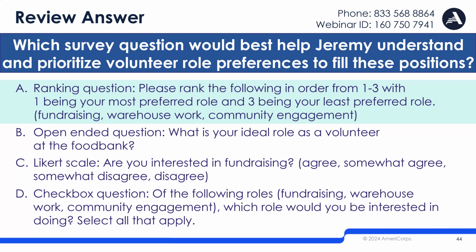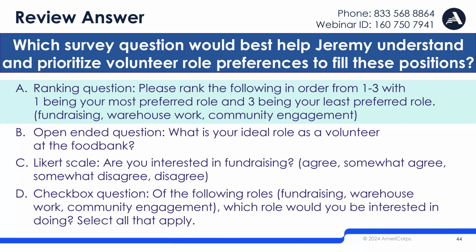I think D is a good second choice for that. I mean, D would get the job done. I think the key thing in this question was what would help Jeremy prioritize volunteer role preferences. And so the ranking helps you figure out what the most preferred roles are and would help them prioritize. But if you chose D, you would still get data. It just wouldn't be as informative as the ranking question.